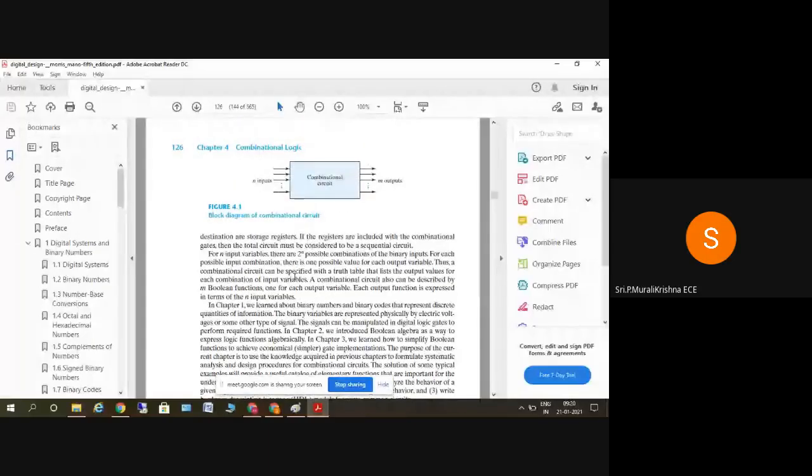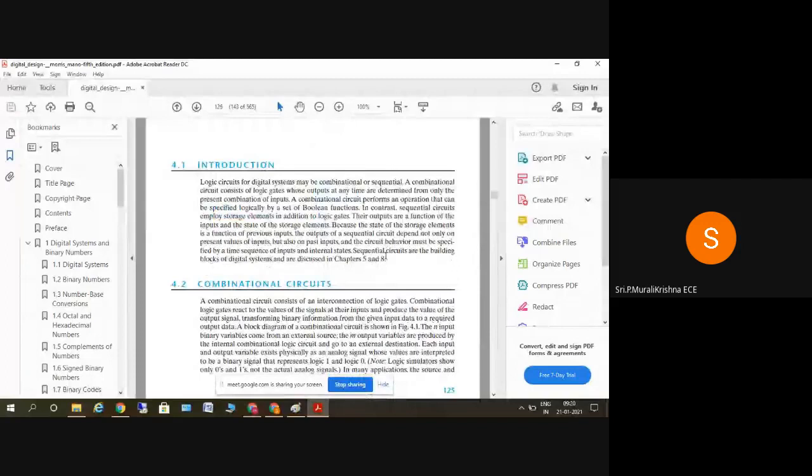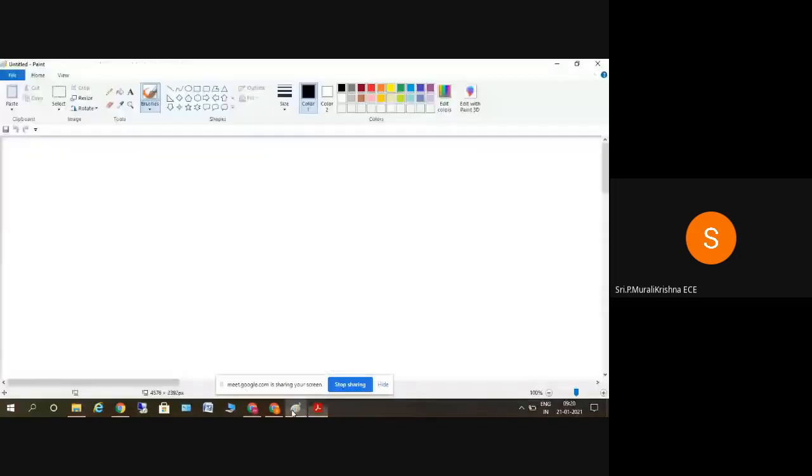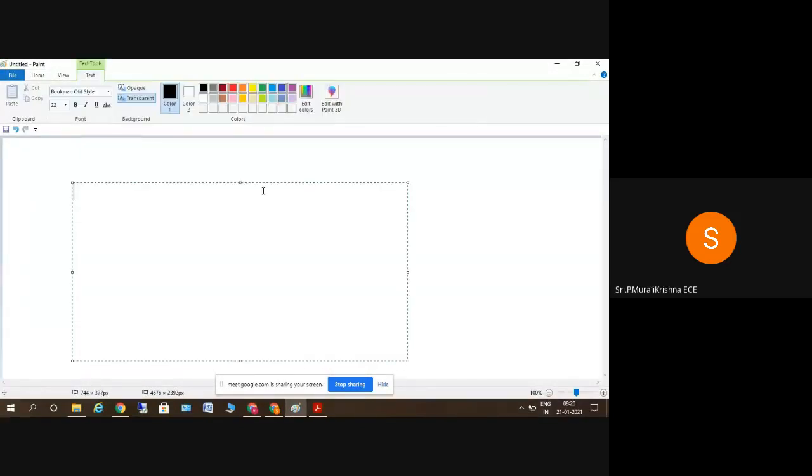Okay, combinational and sequential circuits. Generally, digital circuits, logic circuits for digital systems, may be defined as combinational or sequential. Whenever I take a logic circuit, it can be defined as two kinds of circuits: combinational or sequential.